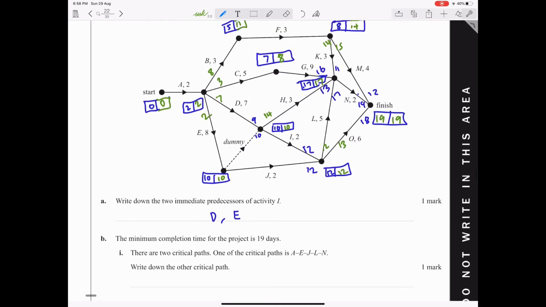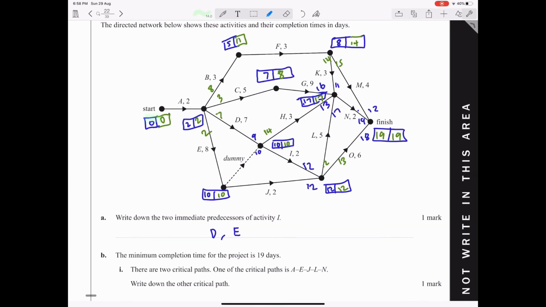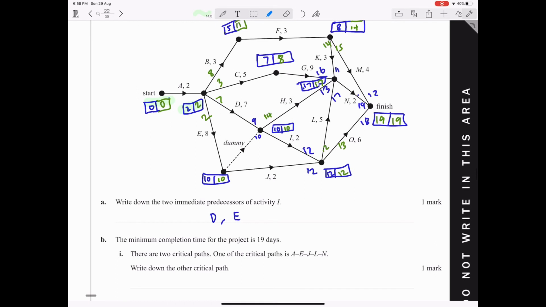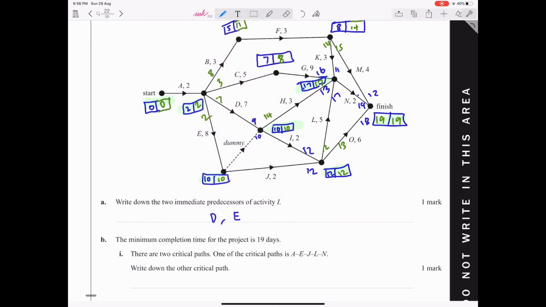So basically if we look from what we have over here, we know that the critical path is A, E, J, L, N. And to do this, you just highlight where the earliest and latest start times have the same number. So the first critical path that they put down was A, E, J, L, N.